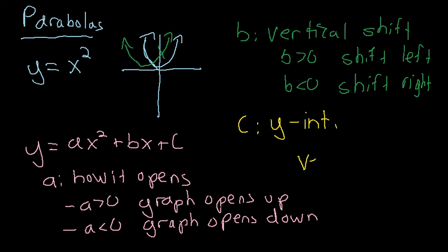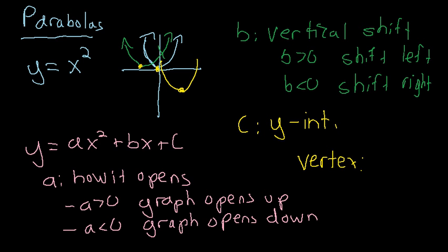One other key feature is the vertex. So what exactly is the vertex? The vertex is the bottom point. So here it's here, it's here, but really it could be anywhere. It could be down here, could be over here, could be a number of places.